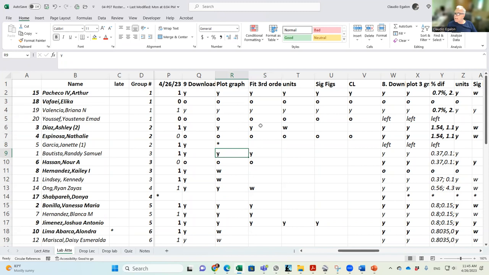Randy? Randy Bautista? Yeah, did you? Okay, last time you told me that you plot, you fit the third order equation, right? What about the units? Did you finish the units? Units, sig figs, and CL? Kind of? Okay. Okay, so if you want to go, you can go. Noor Hassan? Doesn't look like Noor is here. Okay, next is Kaylee Hernandez. Are you there, Kaylee?